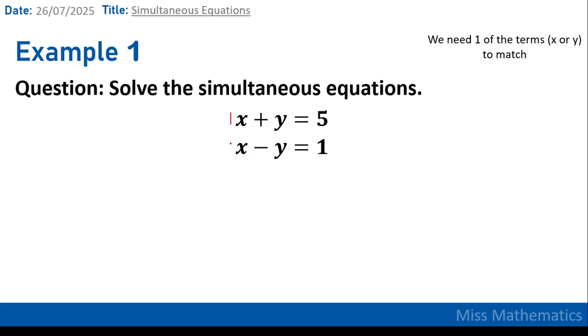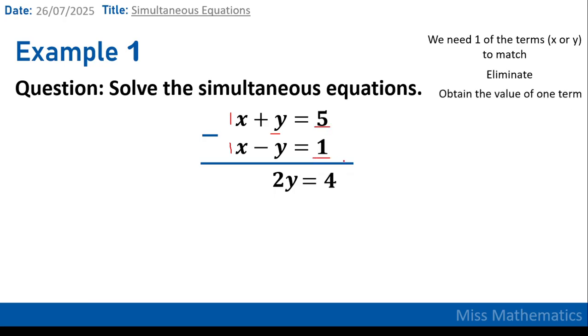We already have 1x and 1x. So we can eliminate the x's by subtracting. So we have no x's. And then we need to repeat this for the rest of the equation. So here we have y minus minus y. This is y plus y because minus minus is plus. So we get 2y. Then we have to do 5 minus 1 and we get 4. Then we can divide both sides by 2 to get y equals 2.